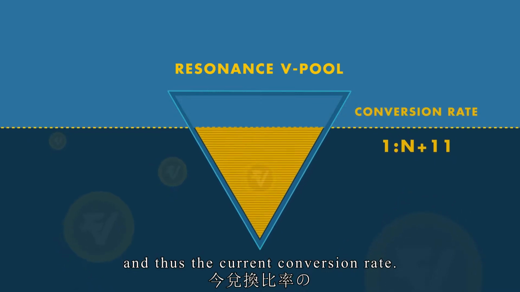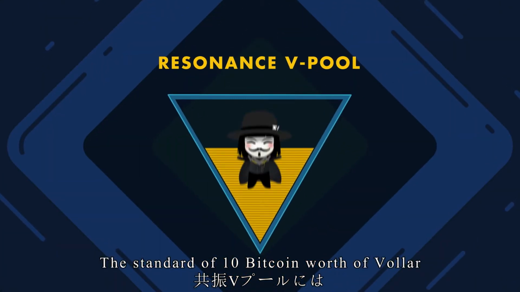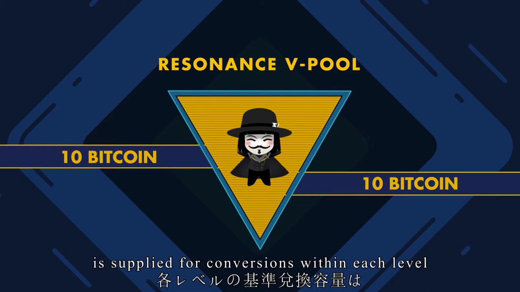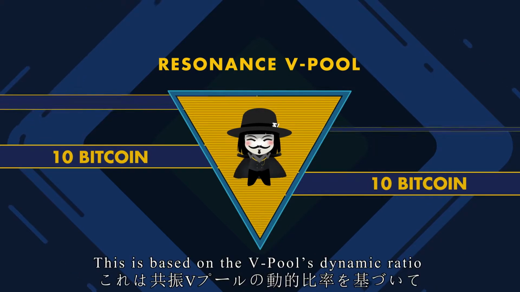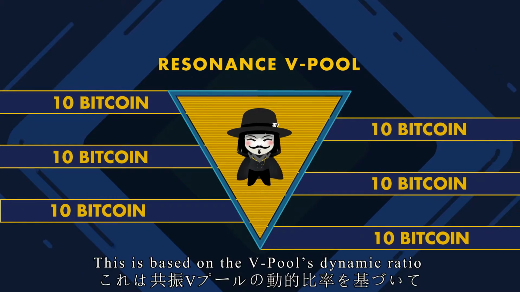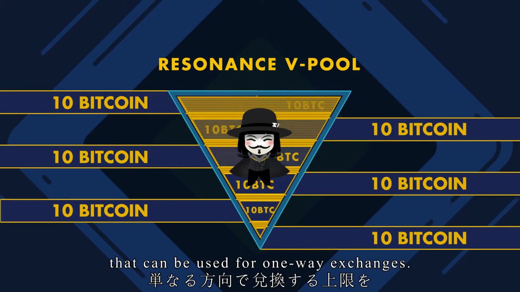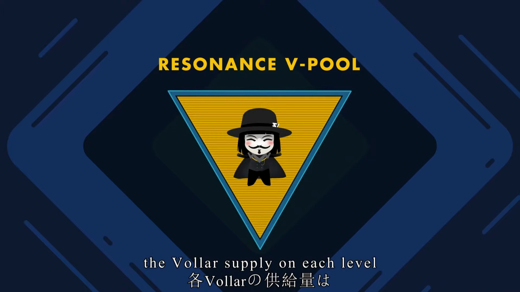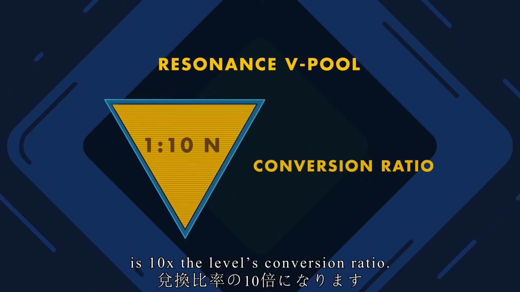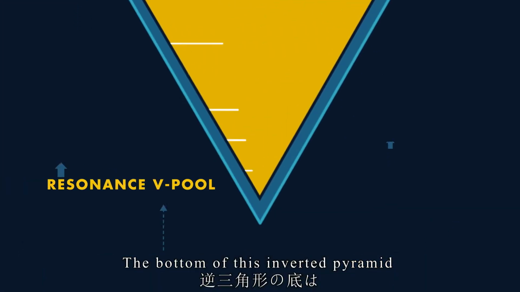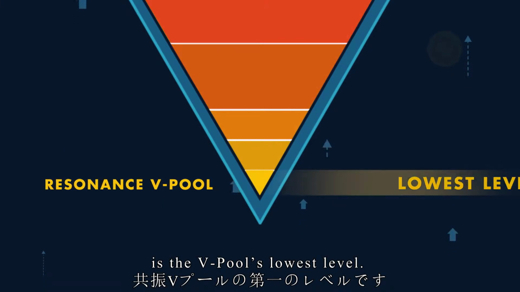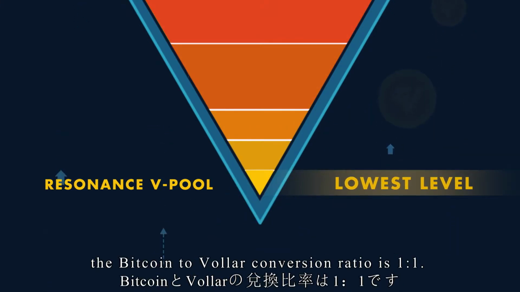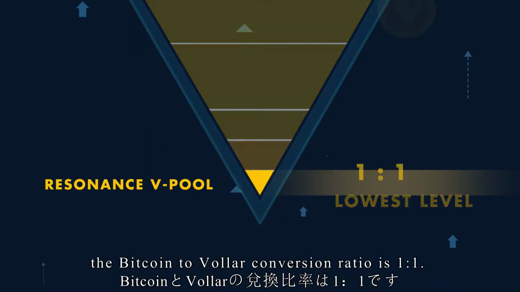current conversion rate. A standard of 10 Bitcoin worth of Vollar is supplied for conversions within each level on the resonance V-pool. This is based on the V-pool's dynamic ratio and the upper limit of Vollar that can be used for one-way exchanges. Accordingly, the Vollar supply on each level is 10 times the level's conversion ratio. The bottom of this inverted pyramid is the V-pool's lowest level. At this level, the Bitcoin to Vollar conversion ratio is 1 to 1.